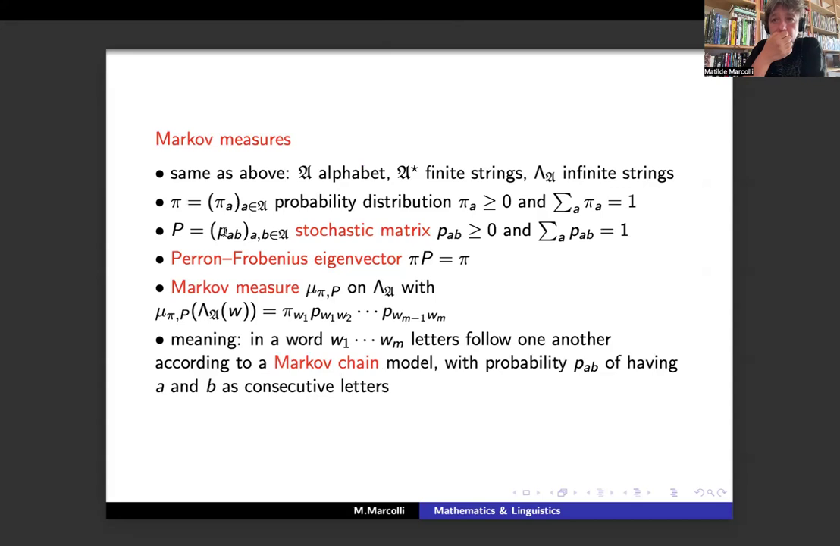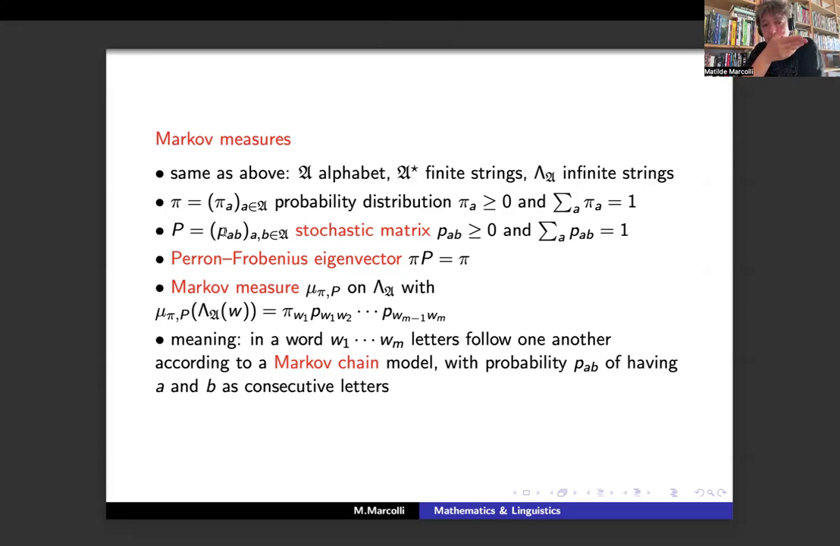And so this set of transition matrices is supposed to form a stochastic matrix. And as such, this is going to have a Perron-Frobenius eigenvector, which is what you should use as your probability distribution on the alphabet. And again, this induces a measure on the resulting Cantor set, which assigns to the cylinder sets a measure now given by the entries of the stochastic matrix for each pair of successive letters and the initial distribution.